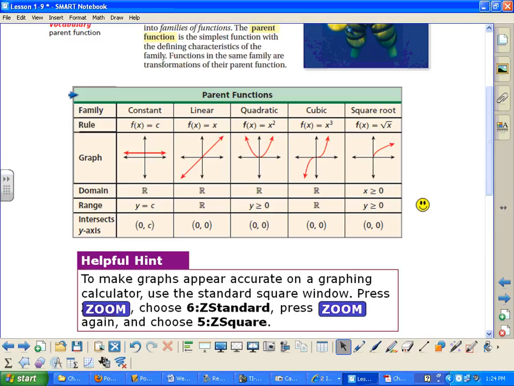Now, any of them where the degree is odd, like the degree of the linear is 1, the degree of the cubic is 3, the domain and the range are always going to be all real numbers. For the even function ones, like quadratic, for instance, it's going to be y is greater than or equal to some number, or it could be less than or equal to some number. And notice the other thing about all of them, they all intersect the origin, except for the constant, at 0, 0.